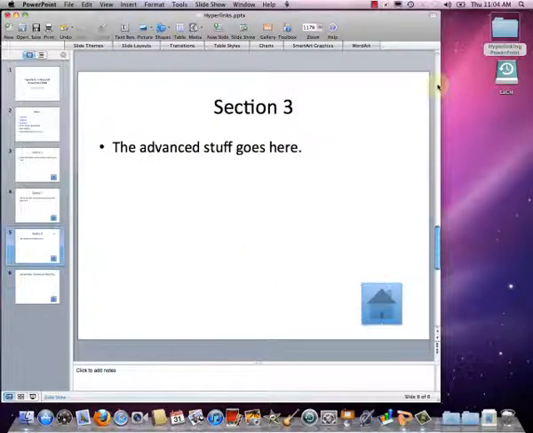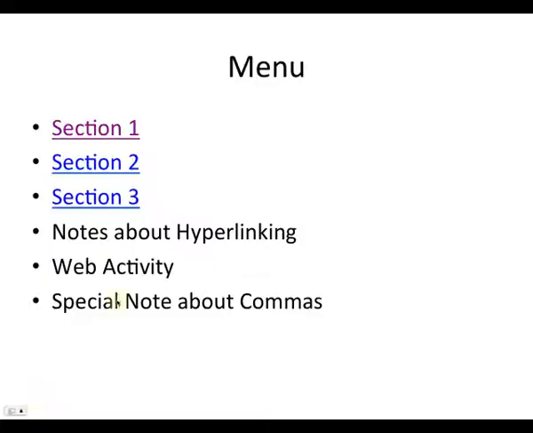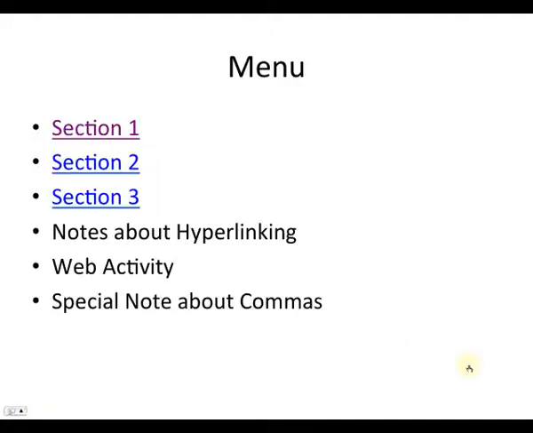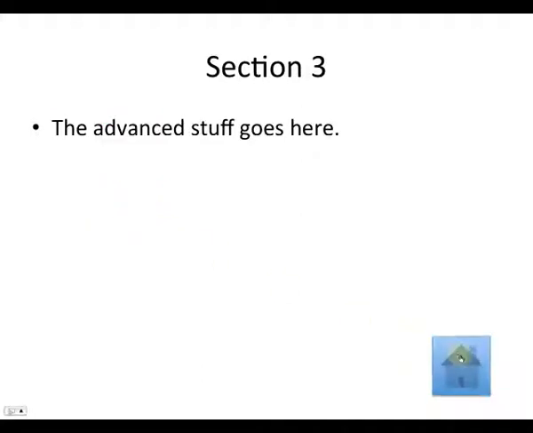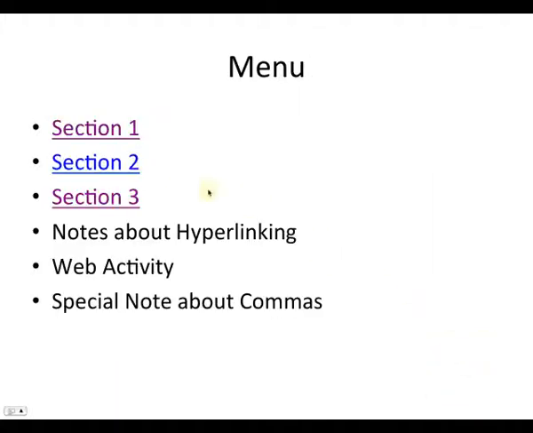Okay, so now I should be able to go to each of my 3 sections. I haven't hyperlinked to the commas slide yet because I'm going to do that later. I can hyperlink to each of the 3 sections and then get back to the beginning. So I'm going to try this. I'll go into Slideshow View. I can go to section 1, and then I can go back to the menu. I don't have to go in order. I can go to section 3 and then go back to the menu. Go to section 2 and go back to the menu.